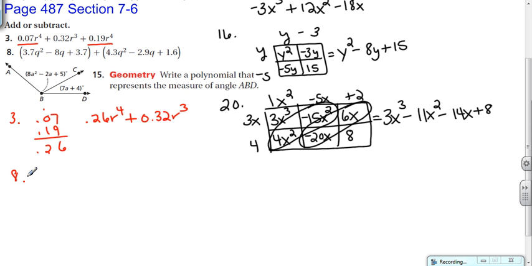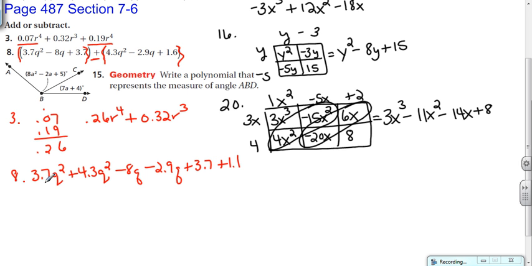Number 8, when you have an addition sign in between your two sets of parentheses, the parentheses don't even matter. So I'm just basically going to ignore those parentheses because it was a plus sign. So I'm going to rewrite it with the like terms next to each other. So 3.7q squared plus 4.3q squared. Then I've got a minus 8q and a minus 2.9q, a plus 3.7, and a plus 1.6.